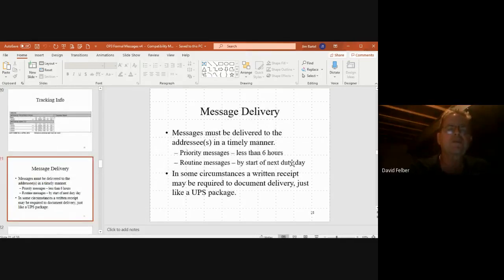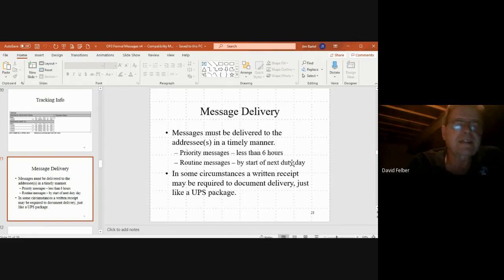Message must be delivered to the addressee in a timely manner. Priority messages less than 6 hours. Routine messages by the start of the next duty day. This is kind of written for message center type of stuff. Pretty much when you handle a routine message, you're going to be able to hand it to someone in the same room you're in.